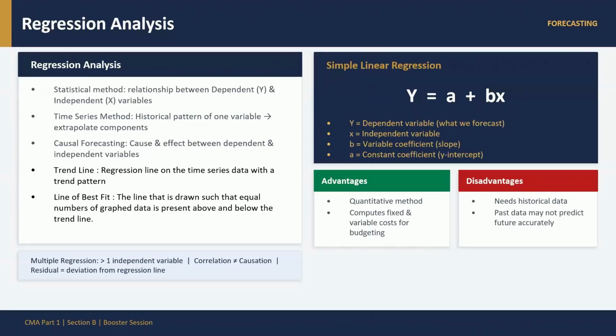That is the line that you are inserting exactly in the middle of your plotted data on your time series graph. If this regression line or trend line is in such a way that it has equal number of points above and below the trend line, that is a line of best fit. The data that you plot on a time series graph is the actual data which you are seeing.